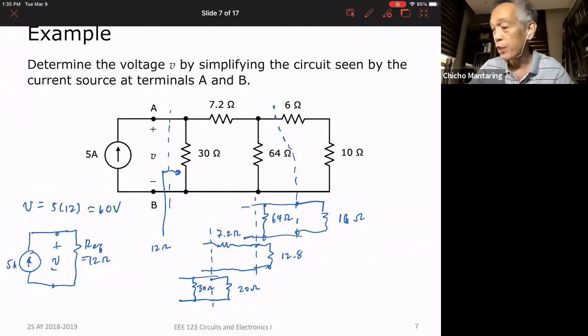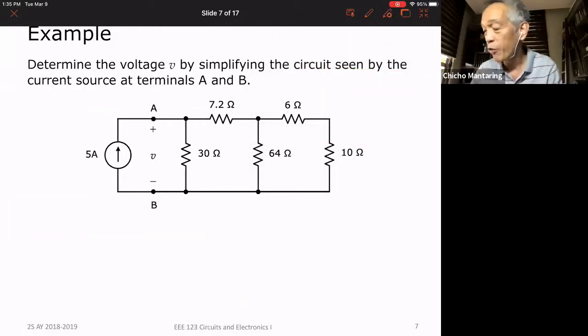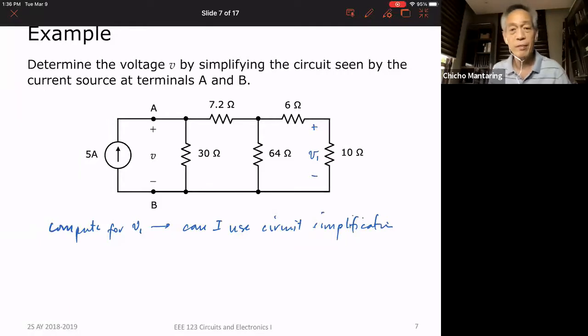Okay, so I have a question. Could I have used circuit simplification? Let us say the problem was compute for this V, or compute for V1. Can I use circuit simplification? Okay, I got an answer from someone. Actually, the correct answer is yes, but we don't know yet how to do it.